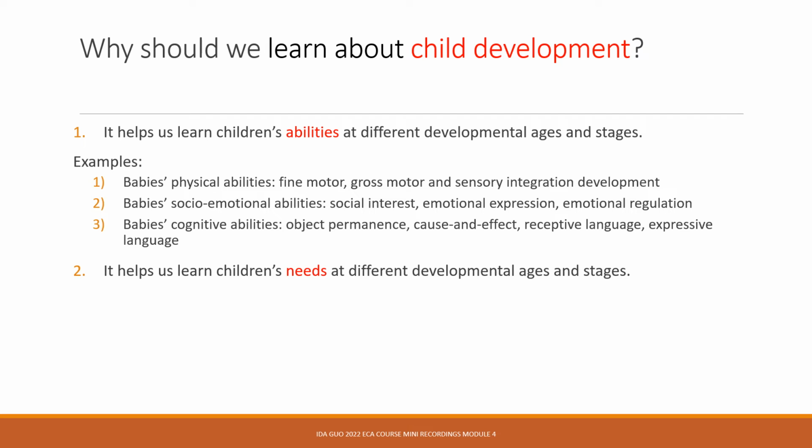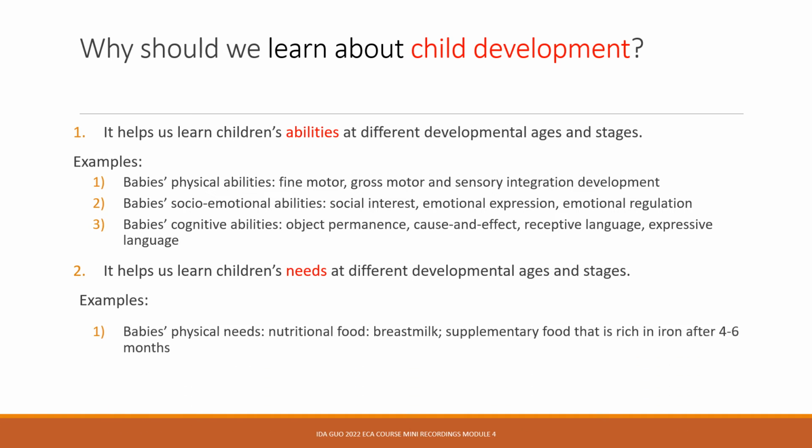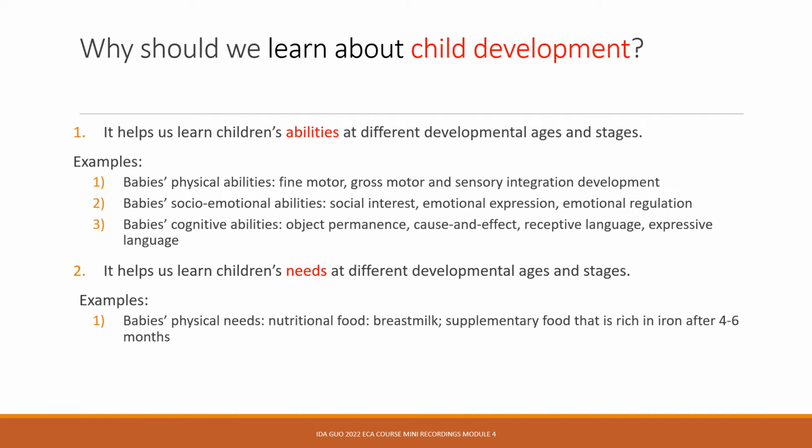Then child development also reveals the children's needs at different developmental ages and stages. So for examples, we're still going to use babies. We need to provide very special nutritional food for the babies. So many parents still breastfeed their babies, and around 4 to 6 months, we start to give the baby supplementary food.